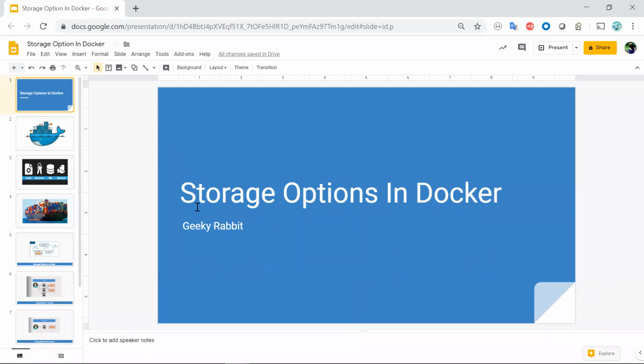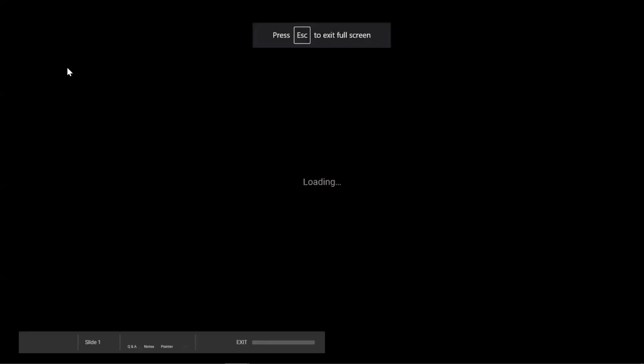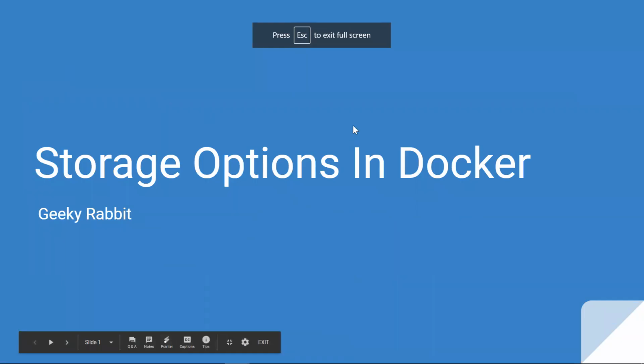So today we will be seeing about the persistent data and the different storage options that are available in Docker. So let us start.